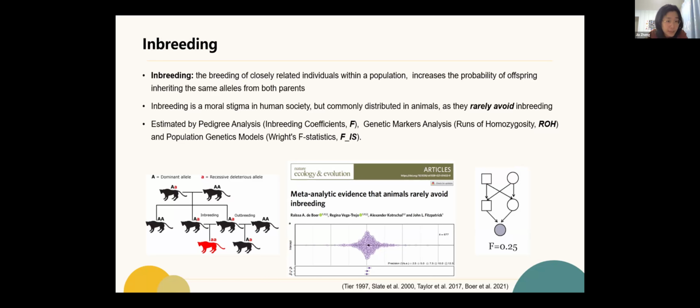And the pedigree analysis is the most traditional way. You need to know the family tree of all of the individuals in the population, and you can calculate the inbreeding coefficients by checking the relationship between individuals. And with the development of genetic and genomic technologies, genetic marker analysis and population genetic models can also be used to analyze the inbreeding level.